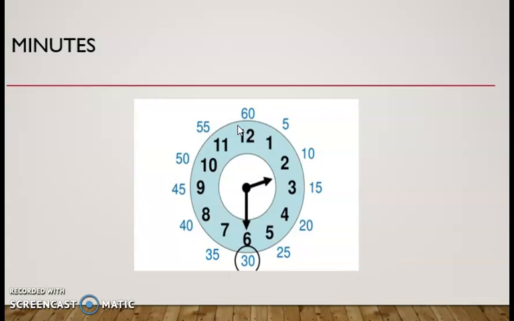And sometimes we need to convert these numbers also. I will tell you how we have to convert. First of all you have to remember that in 1 hour there are 60 minutes, and in 1 minute there are 60 seconds. In 1 hour 60 minutes, in 1 minute 60 seconds. Right.